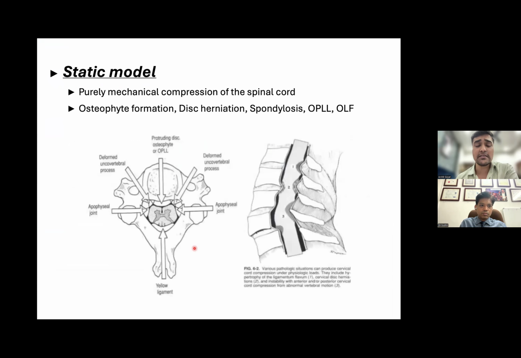So static compression, these are purely mechanical compression. It could be an osteophyte, as we have seen, at the level of the facet, at the level of the disc, at the level of the uncovertebral joint. It could be a disc herniation. It could be an ossified posterior longitudinal ligament, ossified ligamentum flavum. So static model where there is pure mechanical compression of the spinal cord.